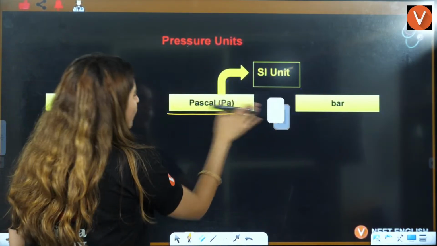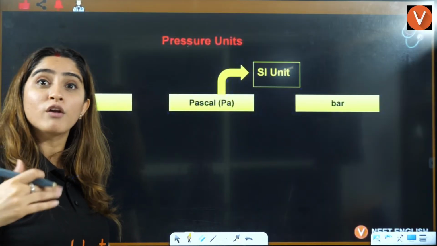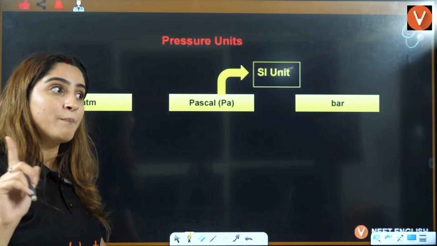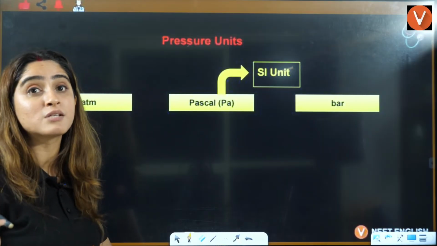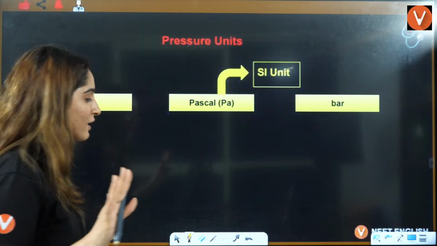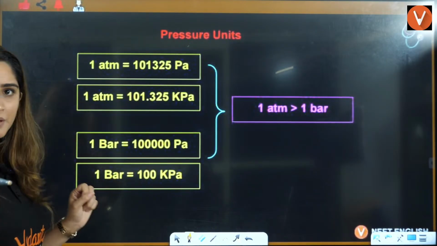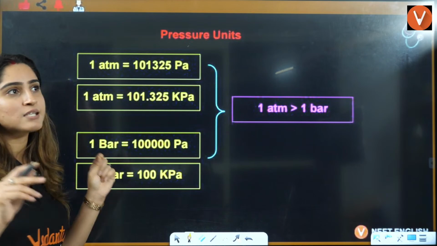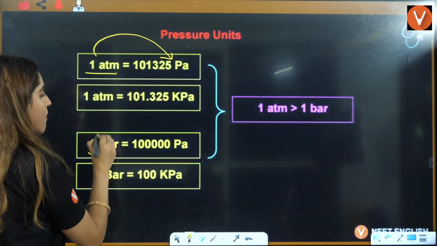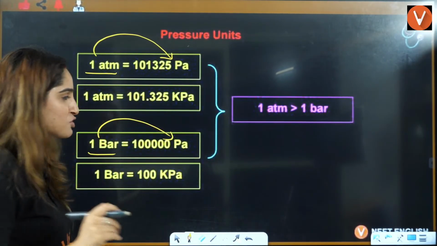Now, most of the cases it's not like you will always see this in Pascal. You will also see this in bar, in atmospheric, and in mm of Hg. So that's why conversion becomes very, very important in the case of pressure, right? One thing is, if you need to convert atmospheric to Pascal or bar to Pascal, that we should understand.